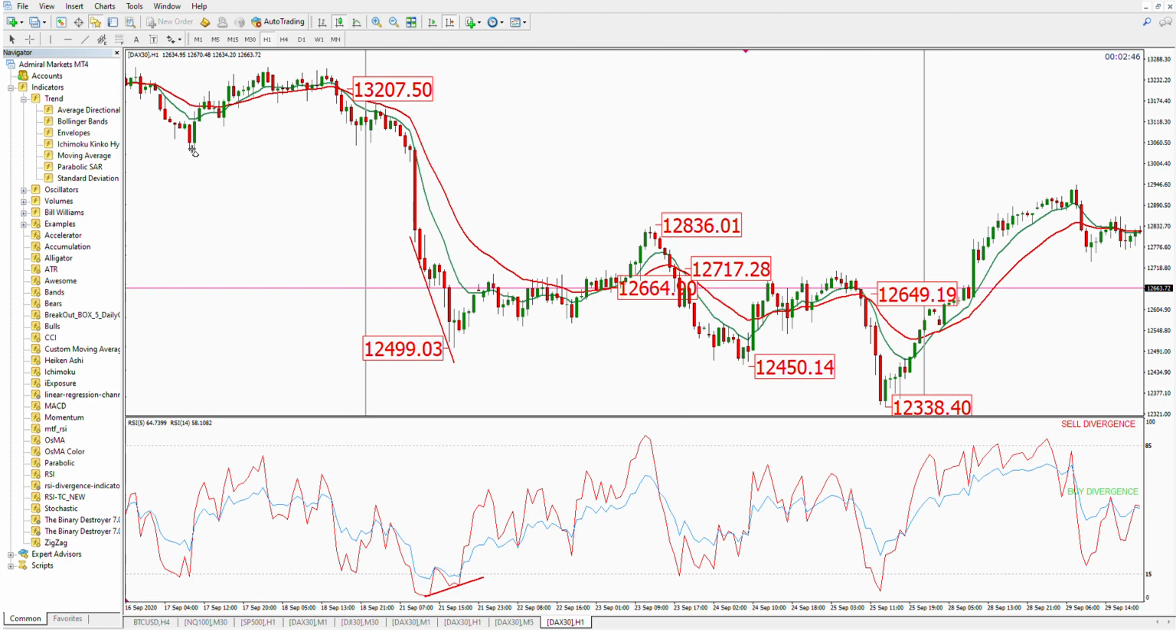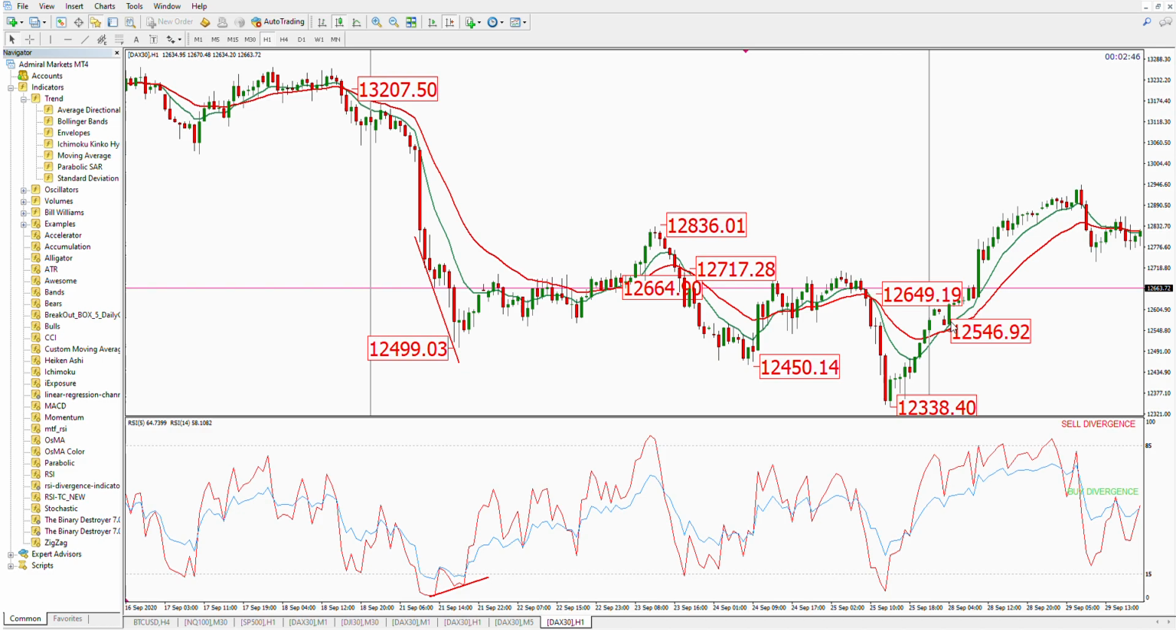Come in here, we've got that crossover. Crossover comes at 12.56. Price comes above. Now this is the key candle, okay? Because this candle is now back above the line and bullish.